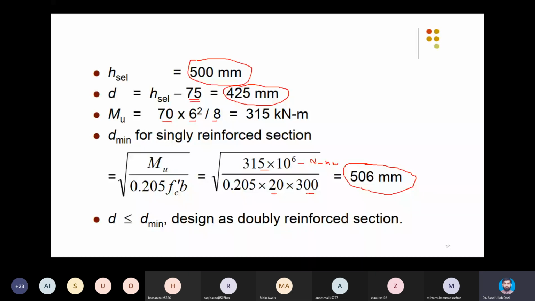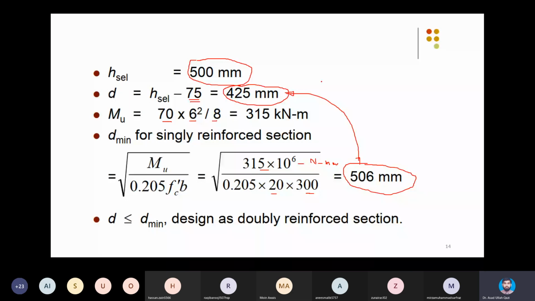Even if I compare it with the architect's permission, I am a little lower in the permission. So it means I should not be designing it as singly, since my D allowed is less than the minimum. So I should go for a doubly reinforced section. So these are the initial steps which are to be done if the questioner is silent.